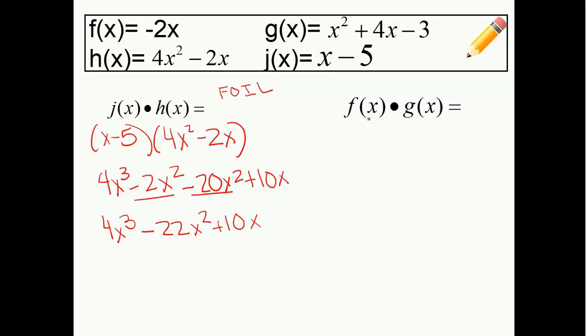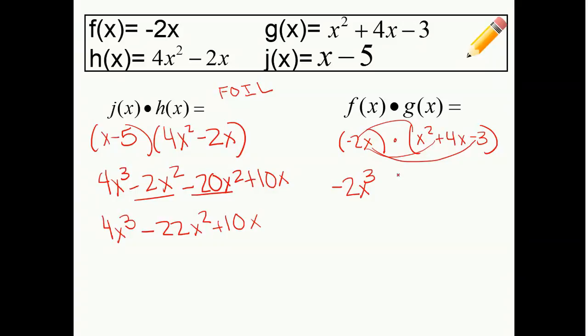Now, got to do this one. f of x, negative 2x, times g of x, which is x squared plus 4x minus 3. So this negative 2x, I need to distribute it into everywhere over there. So negative 2x times x squared, well, that's negative 2x cubed, because I have 1x here, 2x is there. Negative 2x times 4x, that's negative 8x squared. And then negative 2x times a negative 3 is a positive 6x.